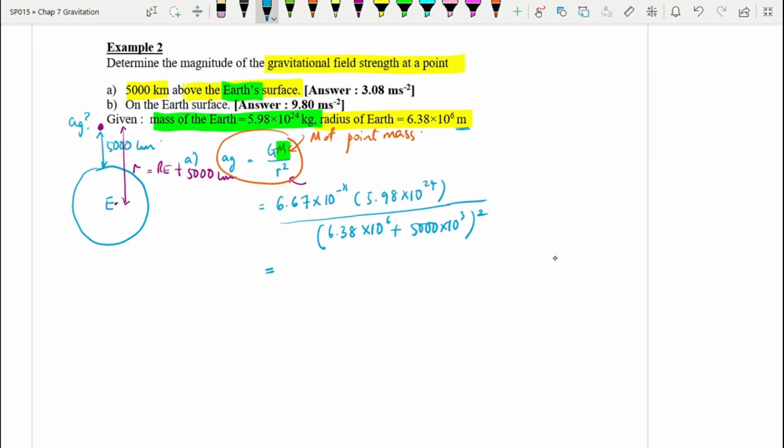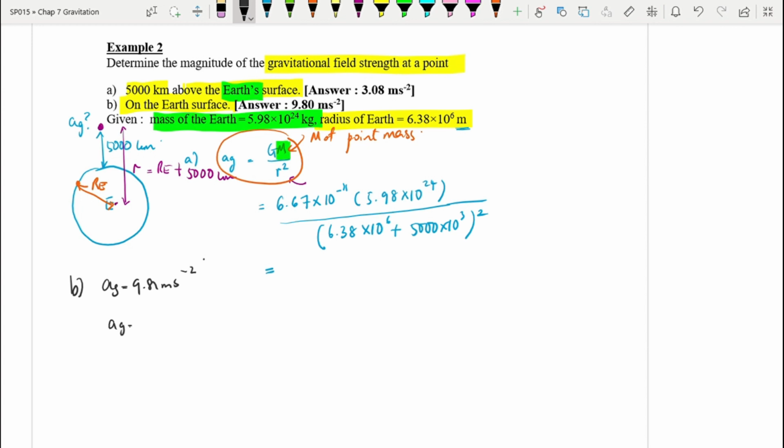Okay, so question B. Dia minta pula calculate the determine the magnitude of field strength juga, tetapi dalam kes ni on the surface of the earth. Betul-betul on the surface of the earth. So maksudnya kita just menggunakan radius of the earth sahajalah. Okay, sebab kita nak pada position at the surface. Logically, kita tahulah mestilah nilai AG tu adalah 9.81. Okay, tapi kita still negative 2 9.81 ms negative 2, tapi still kita kena kira lah.